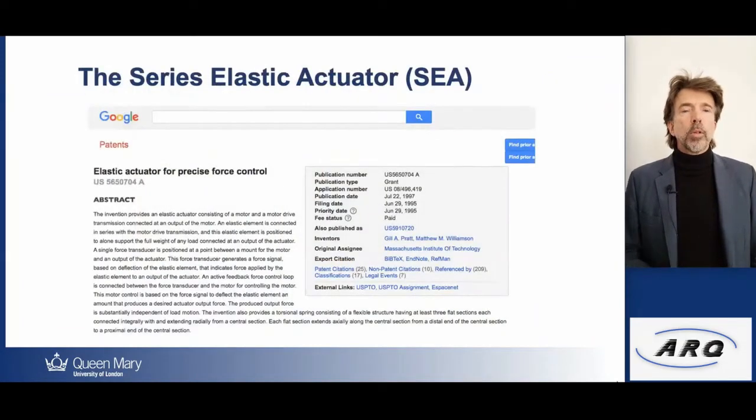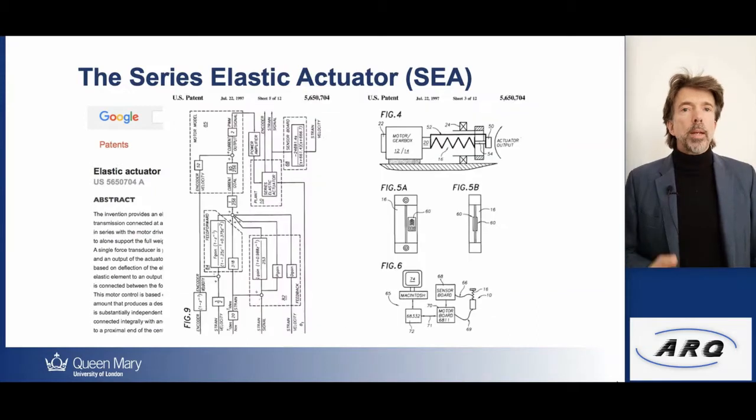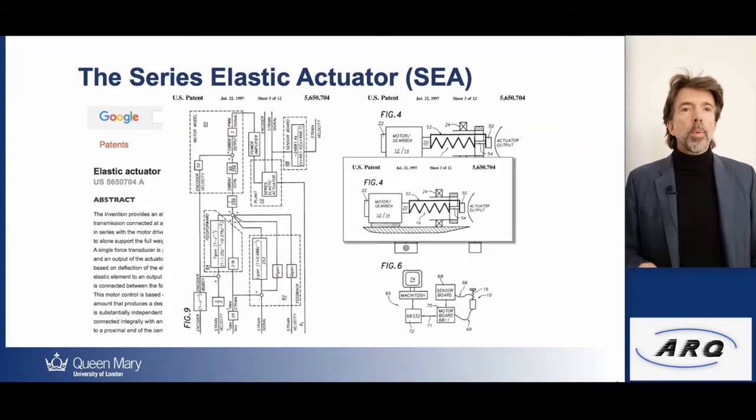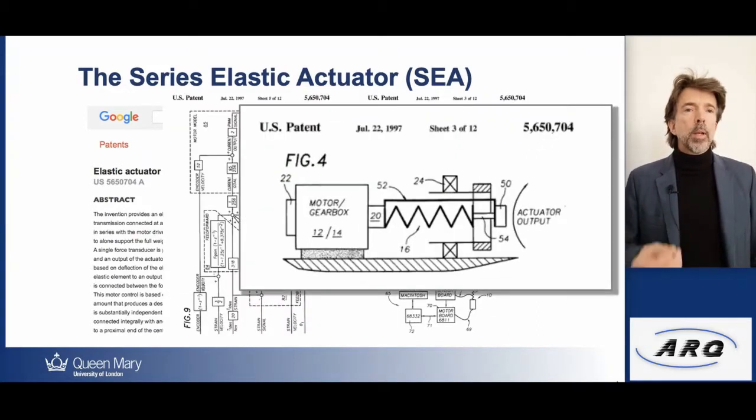Another approach, which I find very interesting, is the series elastic actuator developed by Gil Pratt and Matthew Williamson. And here we can see an overview of their approach. I don't want to go into the details, but one important point is that they have integrated a spring with their motor. So instead of connecting the motor straight to a robotic link, they have a spring in between to make it compliant, to make it soft and suitable for human-robot interaction.